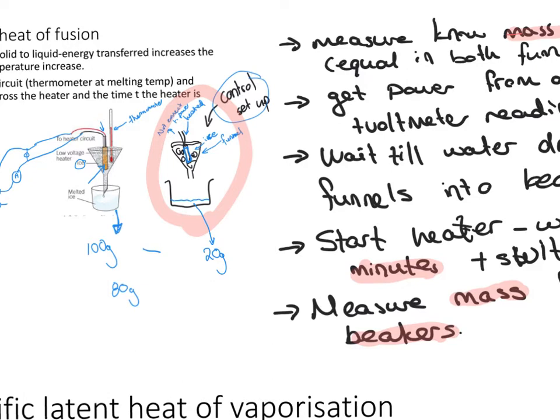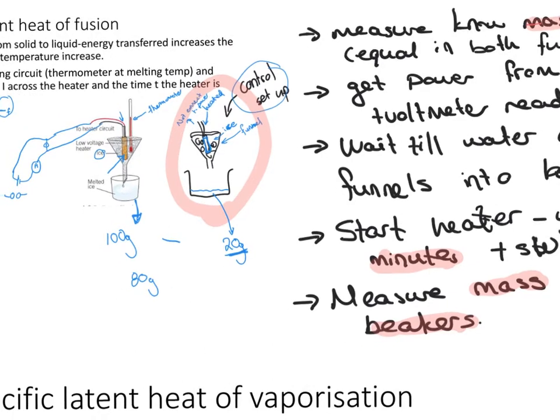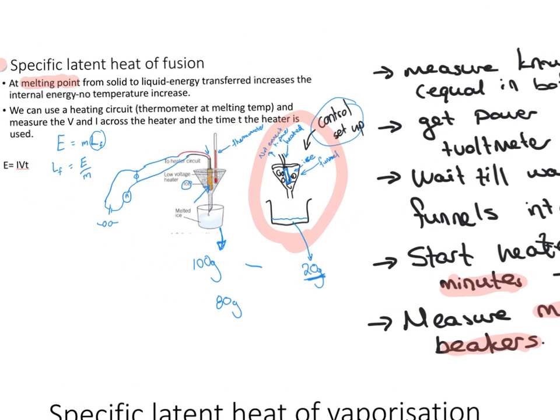This makes the measurement more accurate. Otherwise, you will have this extra 20 grams that you didn't account for, and it will basically shift your value. It will give you a lower value for the latent heat of fusion, because you will divide it by a higher number otherwise. So to avoid that mistake, we use a control setup.